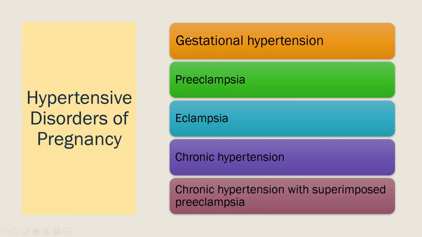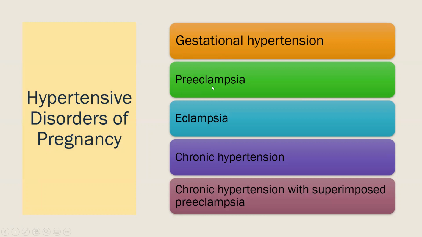And gestational hypertension is after the 20th week. Chronic hypertension is before the 20th week. So if you have hypertension diagnosed before your 20th week, you had hypertension before you were pregnant. It was just undiagnosed. And gestational hypertension is after the 20th week.